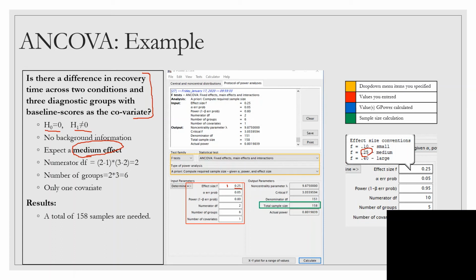Now, the numerator degrees of freedom is going to be the degrees of freedom of our two conditions, so that's 2 minus 1, which is 1, times our three diagnostic groups, which is 3 minus 1, which is 2, which equals 2. And of course, our number of groups is 6, because that's 2 times 3. And then there's one covariate, which is the baseline score, so we'll add one covariate here. And what we find is we need 158 samples total.